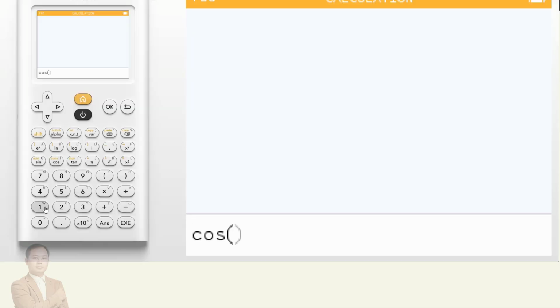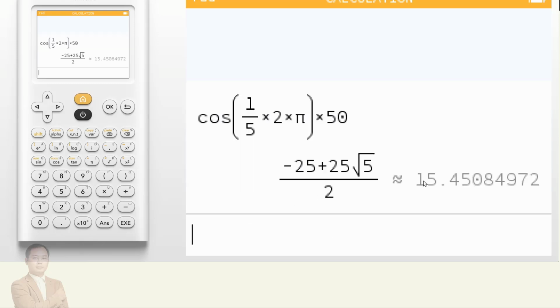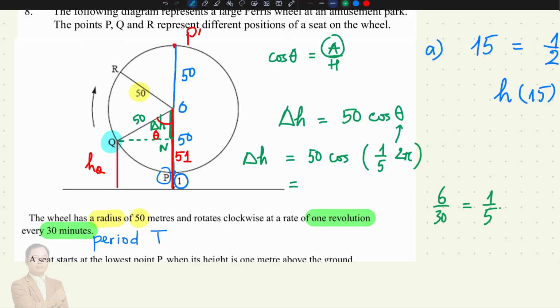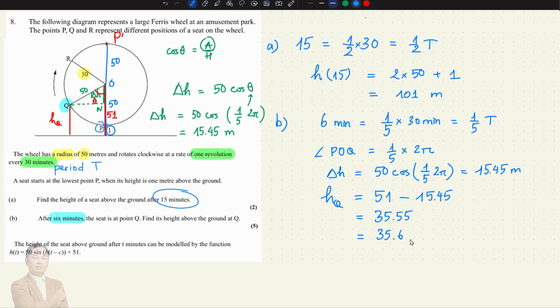Again, cosine of the angle 1/5 of 2 pi, then multiply with the radius 50 meters. We get 15.45. Let's write that with 2 decimal places. And lastly, we conclude that the height of the point Q is 51 meters minus this value 15.45, which is 35.55, and if we round it to three significant figures, the value is 35.6 meters. This is the answer.